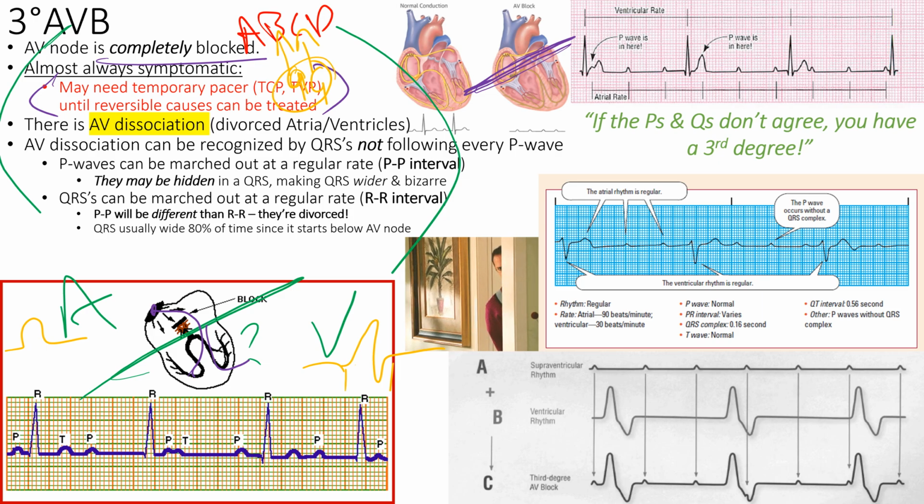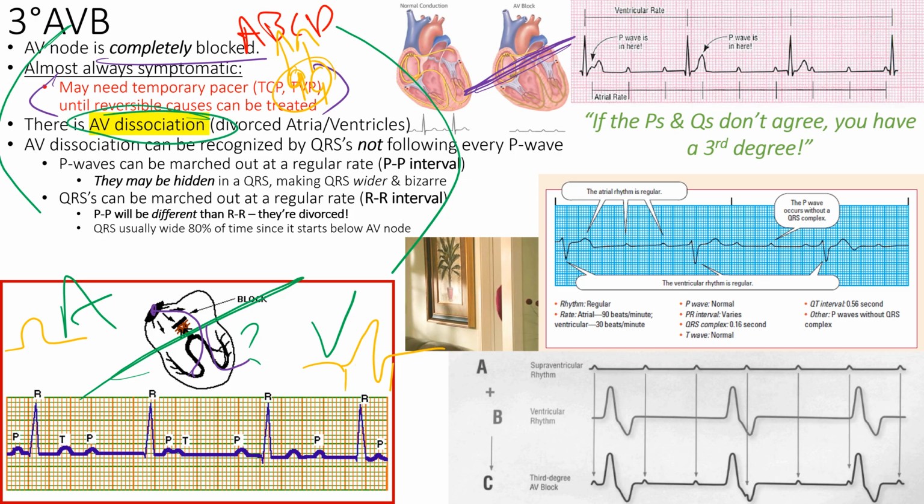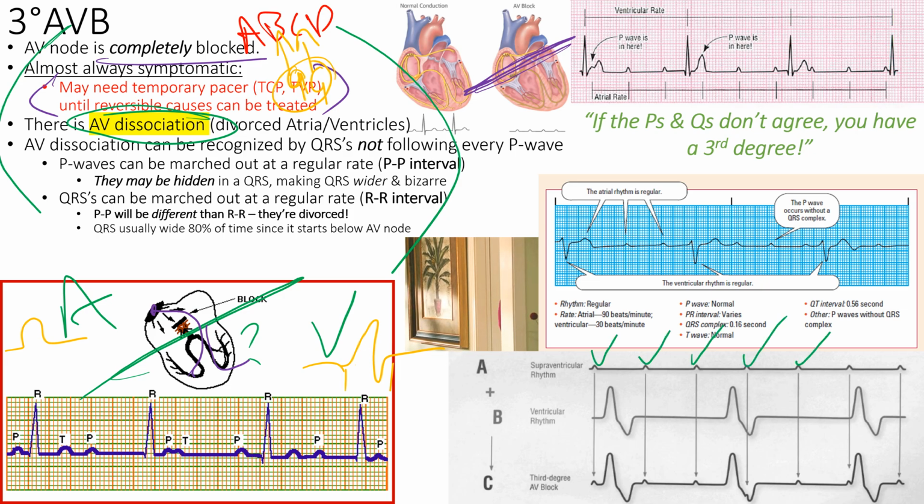So there's AV dissociation, right? AV dissociation means they are divorced. It's a fancy way of saying we are now disassociated, right? So you tell your boyfriend we're disassociated now, right? So that means that you are now separated, okay? You're doing your own thing now. So the P waves are doing their own thing and the QRSs are doing their own thing. So you can see here's the P wave doing its own thing. It has its own rate and it's beating to its own drum, literally 60 to 100 beats per minute because that's what P waves do, right?